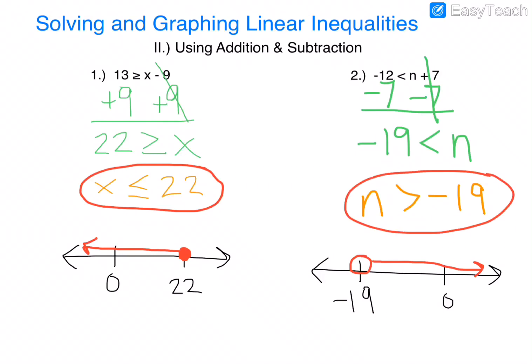So those are 2 examples on how to finish up section 2 on the solving graphing one-step inequalities worksheet number 1.